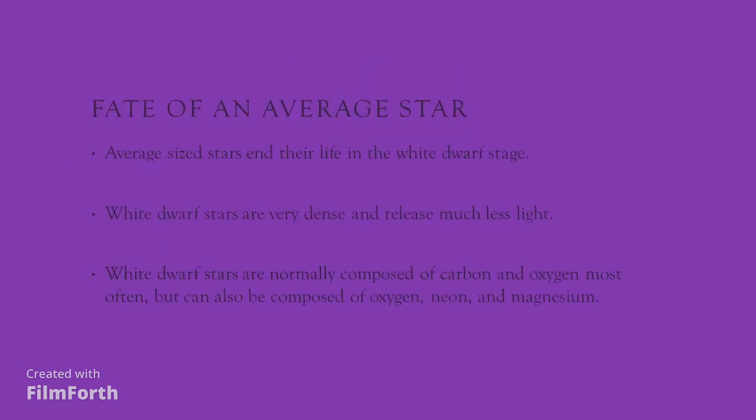Now, finally, for an average star, after it becomes a planetary nebula, these average-sized stars will end their life at what's called the white dwarf stage. And white dwarf stars are just very dense. They release much less light, and these white dwarf stars are normally composed of carbon and oxygen, but sometimes, depending on the size, it'll end up fusing some neon and magnesium, and you'll end up getting an oxygen, neon, and magnesium white dwarf. So there's a couple different types.